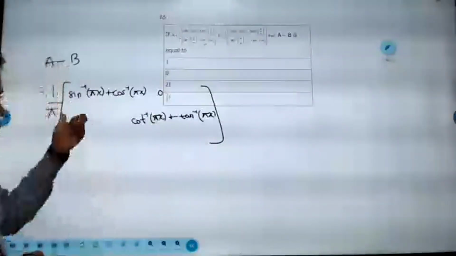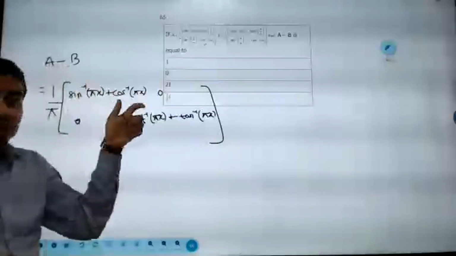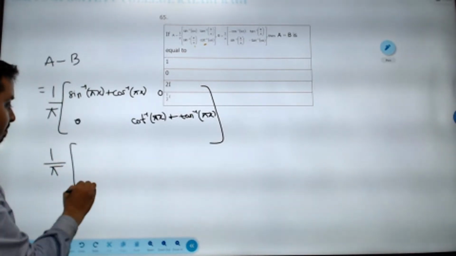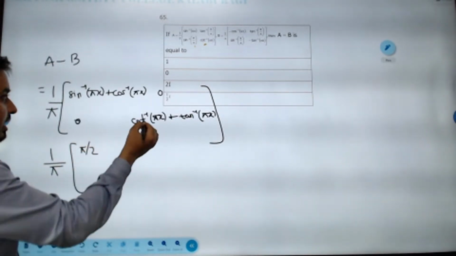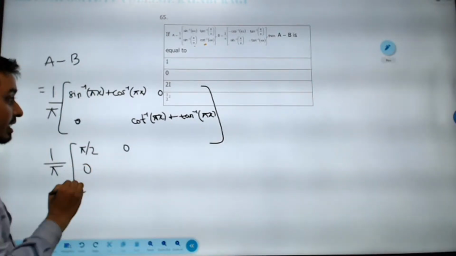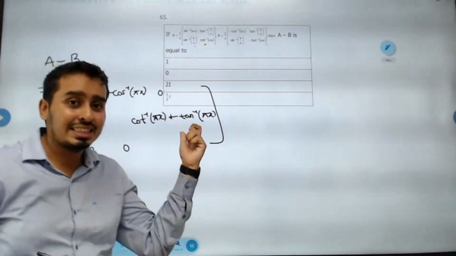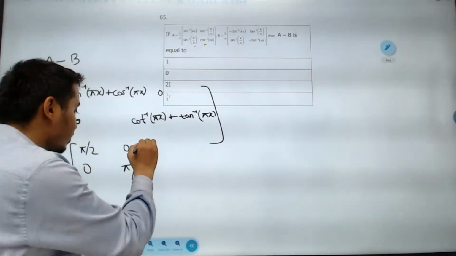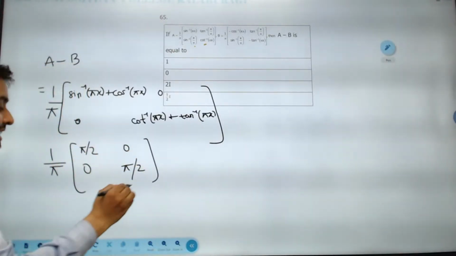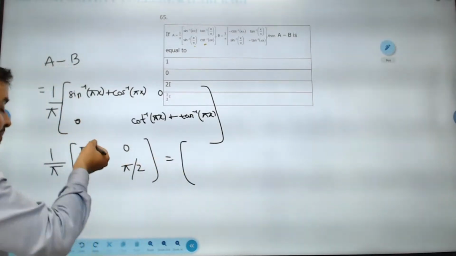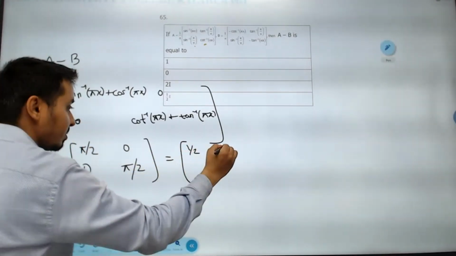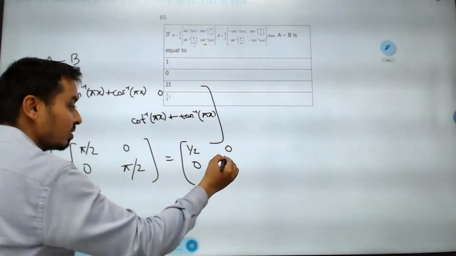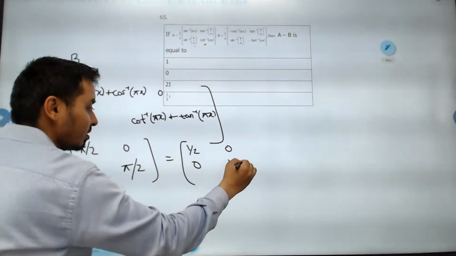So now here we know that sin inverse of any number plus cos inverse of the same number is pi over 2, right? So this is pi on 2, and you have 0 here, 0. And cot inverse of any number plus tan inverse of the same number is also pi over 2. This is pi over 2. And now if we multiply 1 by pi inside, we get 1 by pi into pi by 2 is half. Then 1 by pi into 0, anything into 0 is 0. 1 by pi into 0 is again 0. 1 by pi into pi by 2 is again half.